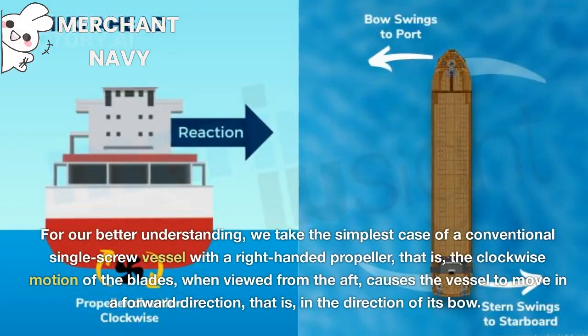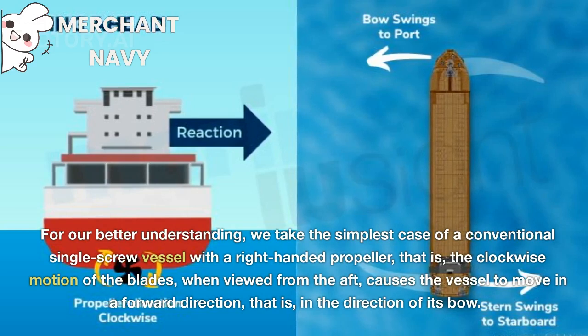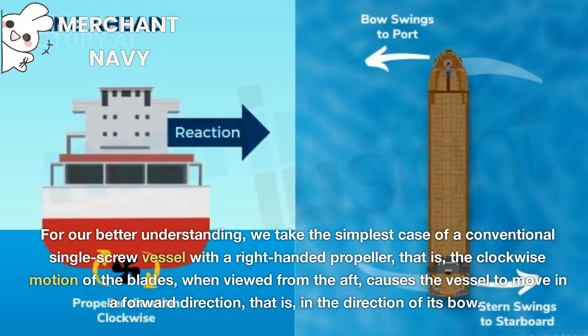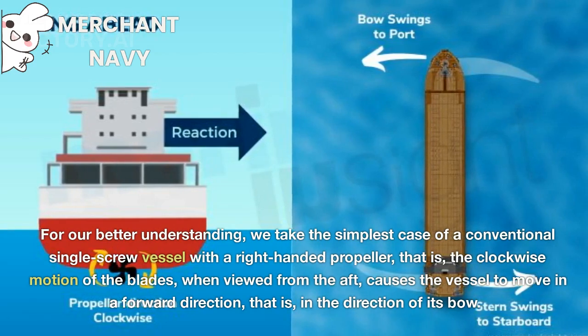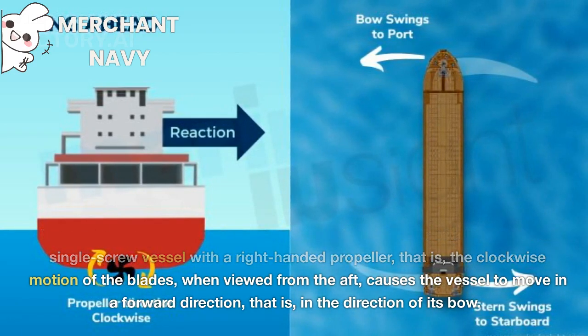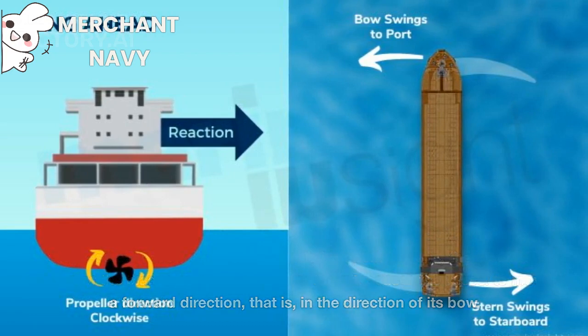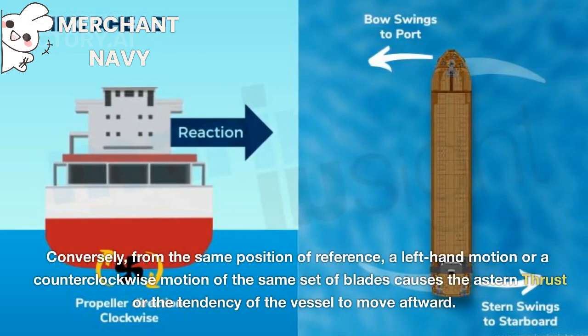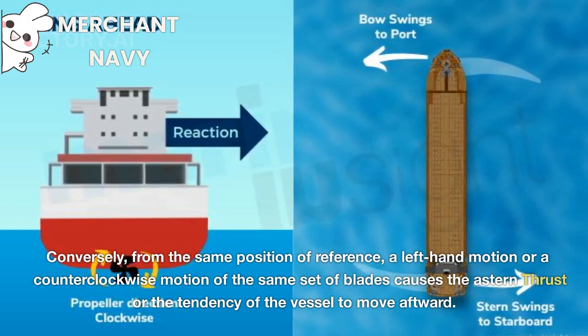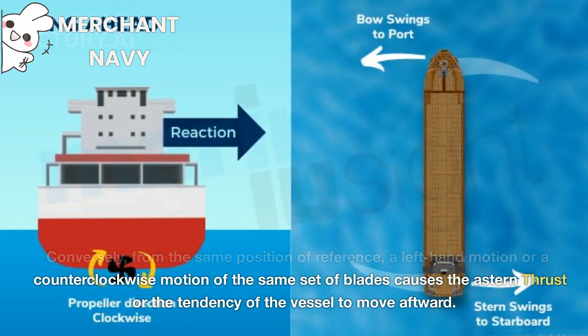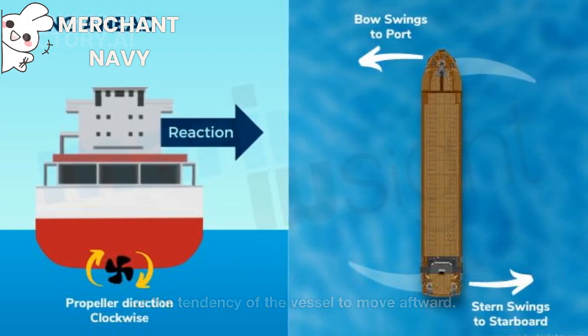For our better understanding, we take the simplest case of a conventional single-screw vessel with a right-handed propeller, that is, the clockwise motion of the blades, when viewed from the aft, causes the vessel to move in a forward direction, that is, in the direction of its bow. Conversely, from the same position of reference, a left-hand motion or a counterclockwise motion of the same set of blades causes the astern thrust or the tendency of the vessel to move aftward.